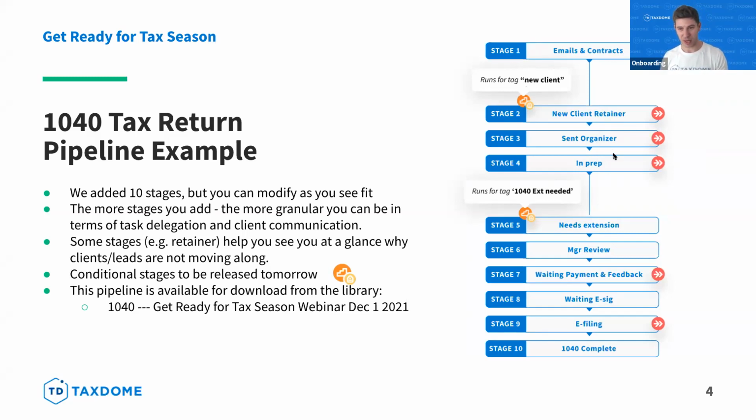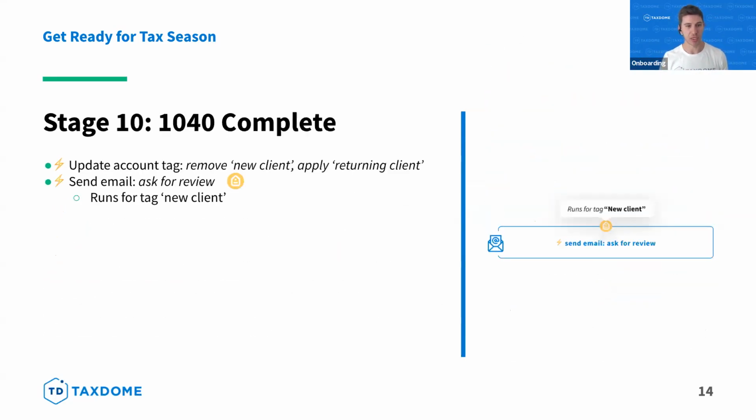As soon as they submit the organizer, it finally goes into your workspace, prepares the return. If they need an extension, they're going to go to needs extension, and a task will be assigned to an admin. If they don't, it's going to skip over, go to the manager review, then you get invoice, signature, e-filing. So this is the flow of the job. But again, how does your job start? That's when we get to here.